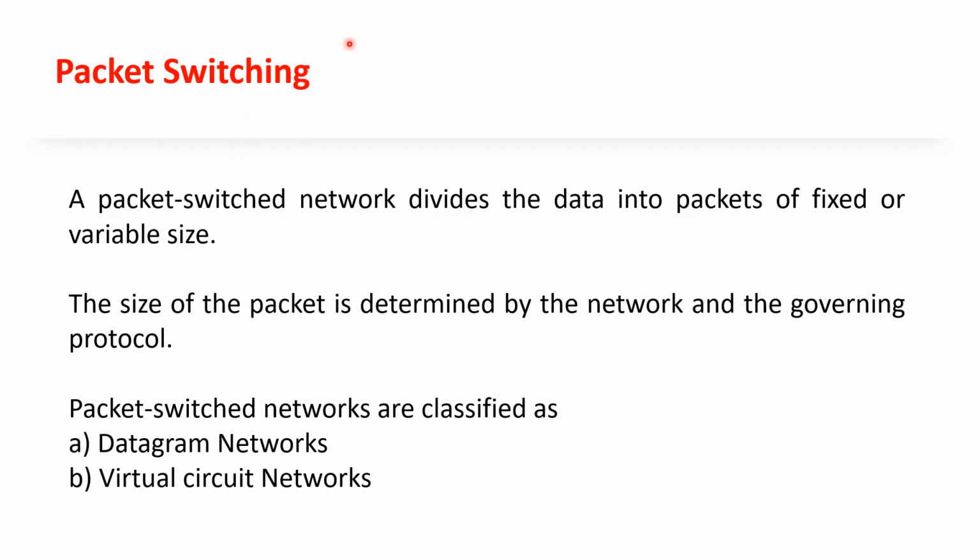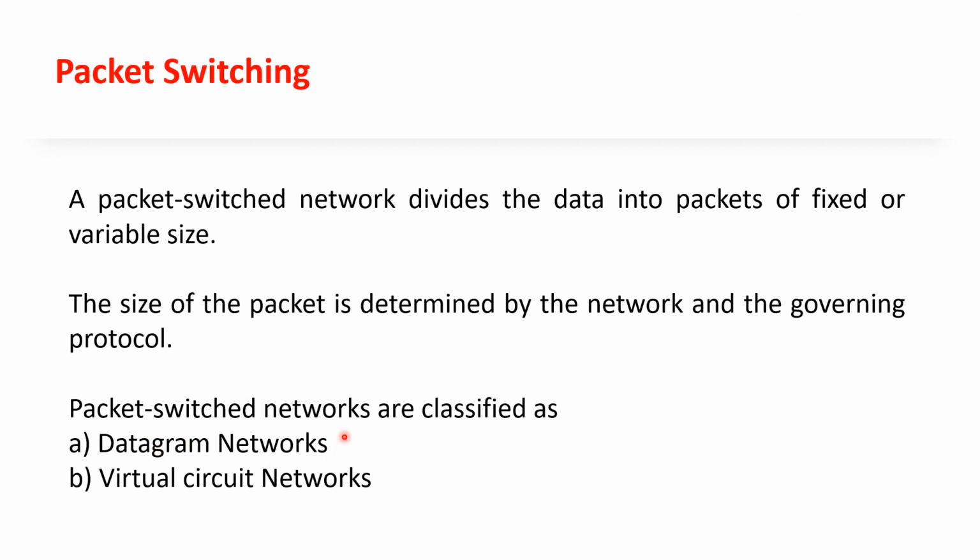In packet-switched networks, data is split into smaller units called packets. The size of the packets can be either fixed or variable, depending on the network and the protocol used. Packet switching networks are mainly classified into two types: datagram networks and virtual circuit networks.